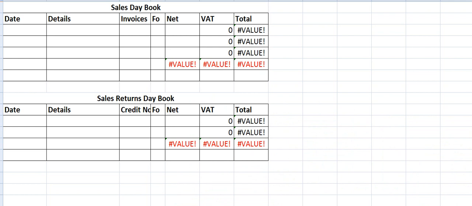Okay, so the question said OXO Limited, a machinery business, has both credit and cash transactions during the month of May 2013. Part A says record the following credit transactions in the sales and sales returns books of OXO Limited for the month of May. Post relevant figures from the books to the ledger accounts. So let's start by doing that.